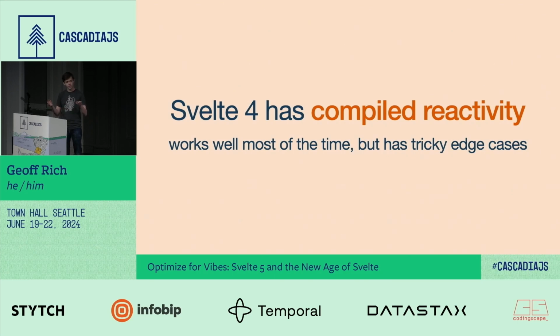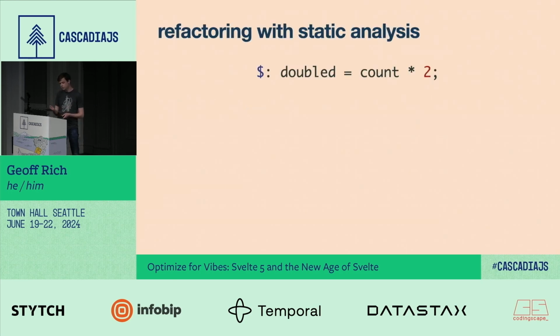This works well most of the time, but there are some extremely tricky edge cases that are hard to solve with a compiler-based model. It makes other kinds of refactoring tricky as well. For instance, let's look at this reactive statement from earlier. Let's say that doubling a number wasn't as simple as doing count times 2, but it was some sort of verbose operation that you wanted to move into a separate function.